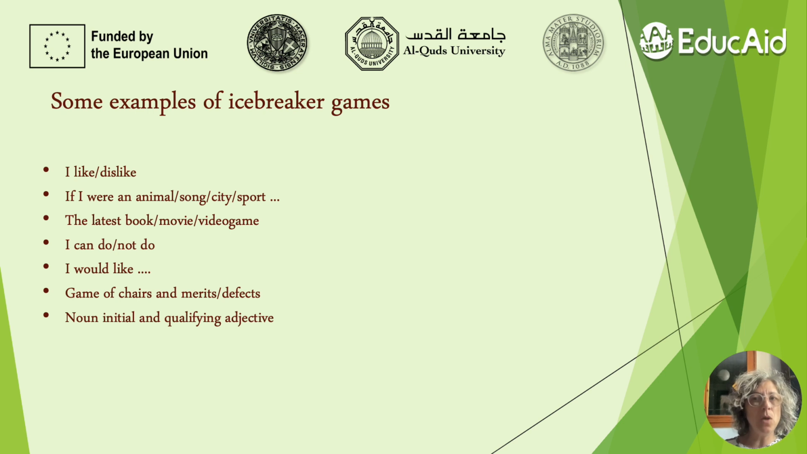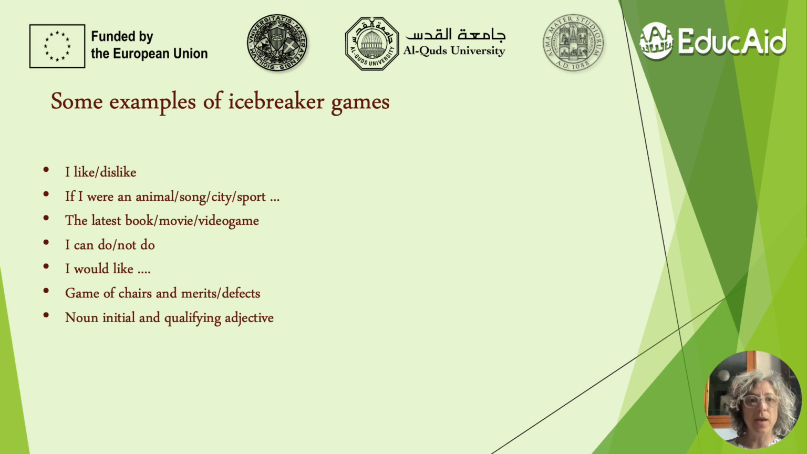Here you can see some examples of icebreaker games. These are games where a big group of pupils can play together, possibly in a big circle so that everyone can see everybody. So the game of I like, I dislike, where everyone is presenting himself or herself, saying what he or she likes and what he or she dislikes.